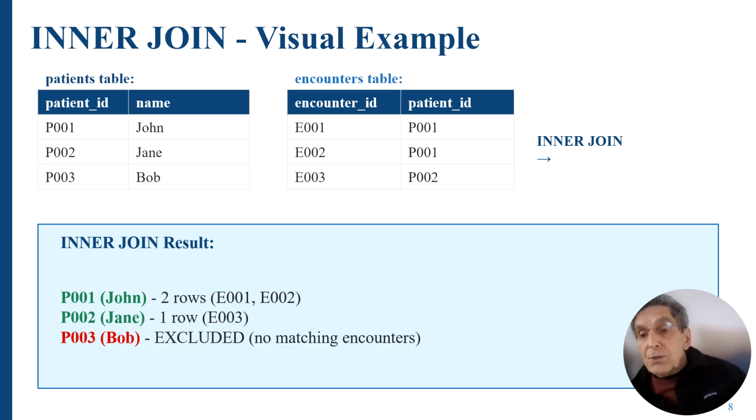So let's look at what happens when we do the joins. When we inner join these tables on patient ID, what do we get? P001, John, appears twice because he has 2 encounter rows. P002, Jane, appears once because she has 1 encounter. But P003, Bob, is completely excluded from the results. Why? Because inner join only returns rows with matches in both tables, and Bob has no matching encounter record.